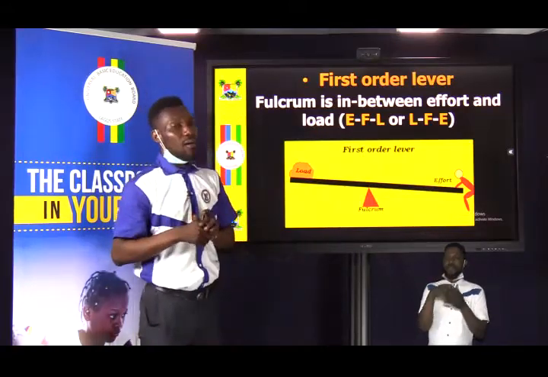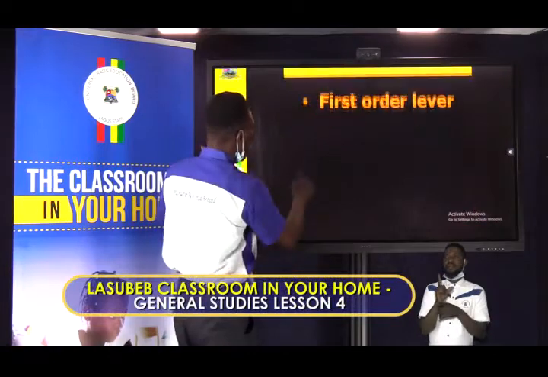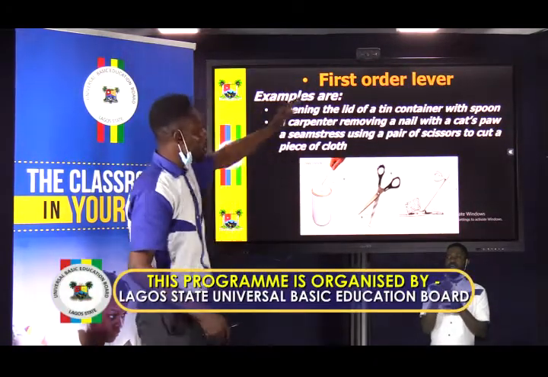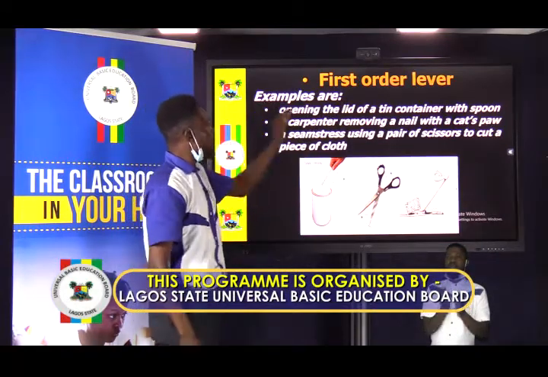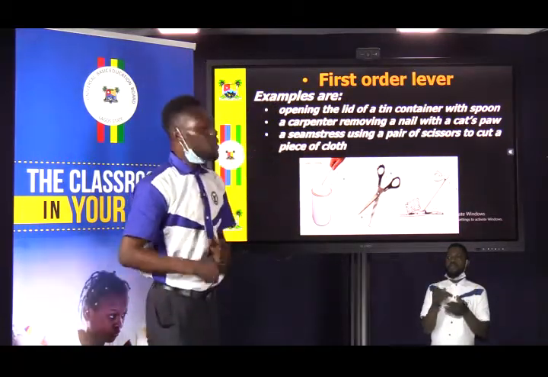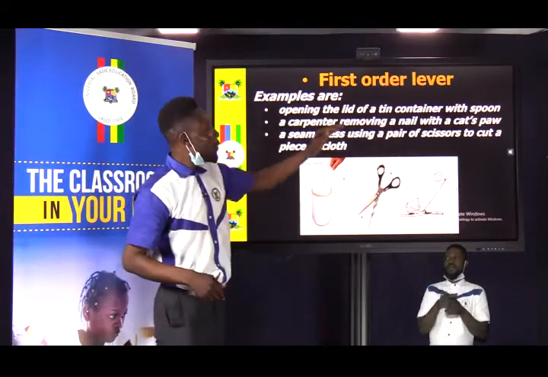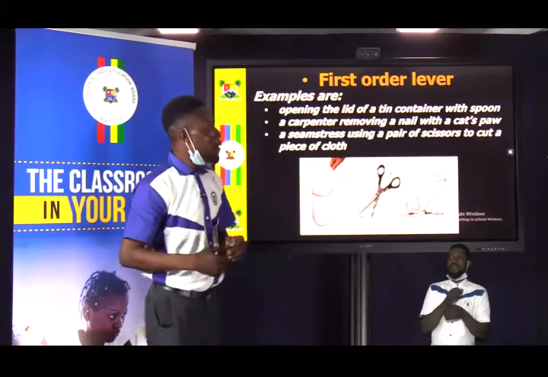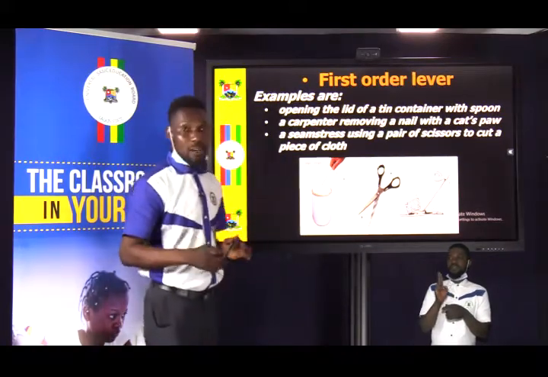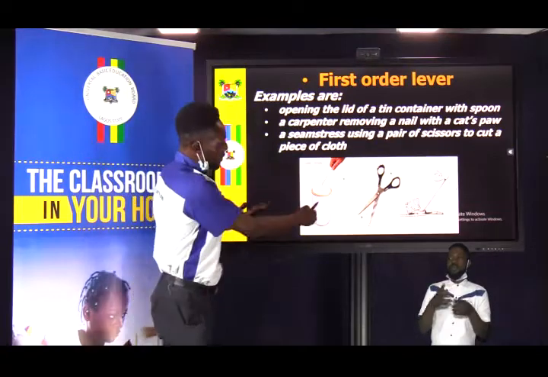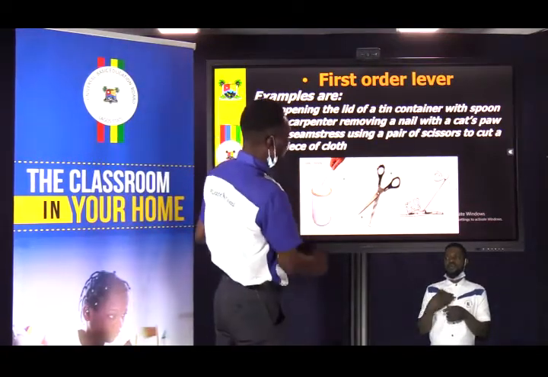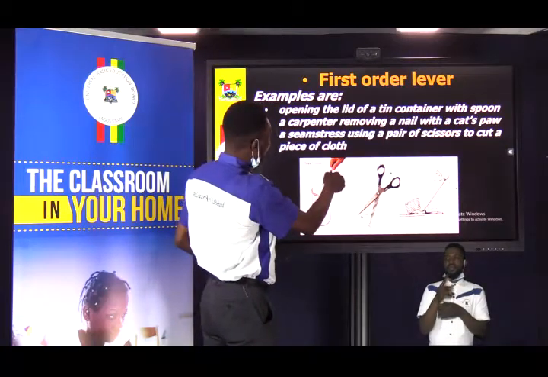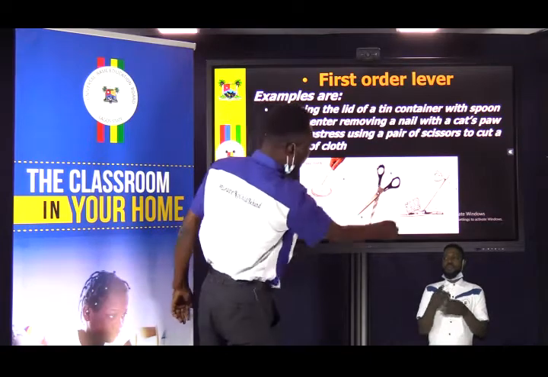What's the next? Let's look at the second class lever. But before that, let's look at some examples of first class lever or first order lever. Examples are opening the lid of a tin container with a spoon, a carpenter removing a nail with a claw hammer, a seamstress using a pair of scissors to cut a piece of cloth. These are good examples of first class levers.